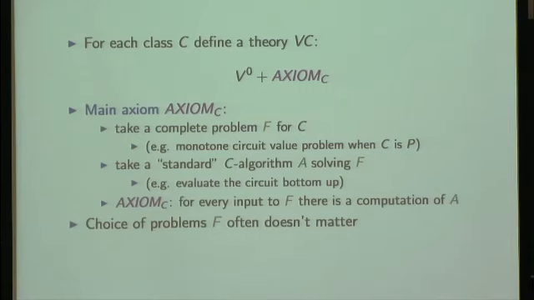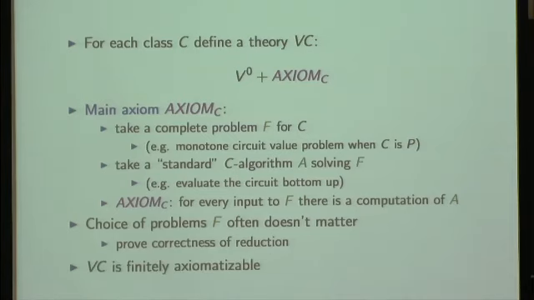Here's a remark: usually the choice of the problem F doesn't matter. What is involved in showing this is often that we can prove the correctness of the AC0 reduction between complete problems in the appropriate theory. And as I mentioned before, we just add one axiom to V0, so the theory is also finitely axiomatizable.